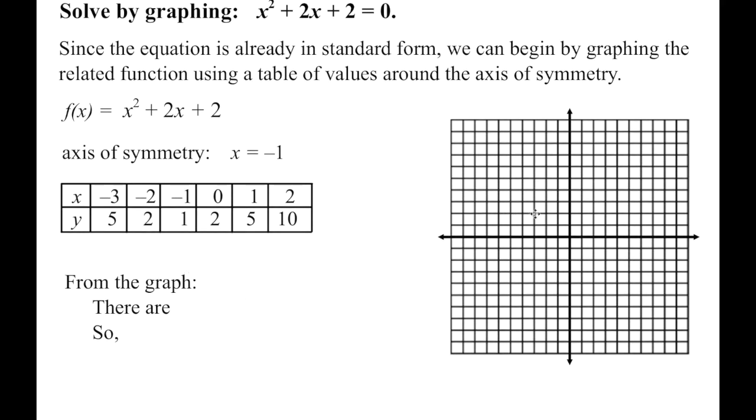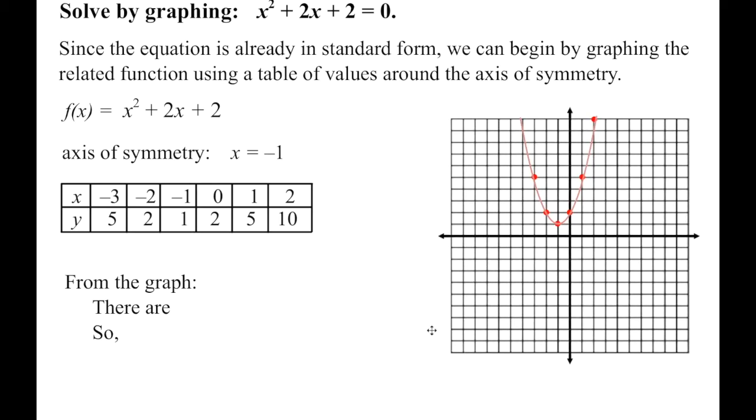Now I can plot those points, and I've done that for you in the graph. So plotting those points, remember this is a positive quadratic term, so it opens up. Our vertex occurs at x equals negative 1. And so we can see that it never crosses the x-axis. There are no x-intercepts, and when that happens, we say there are no real solutions.